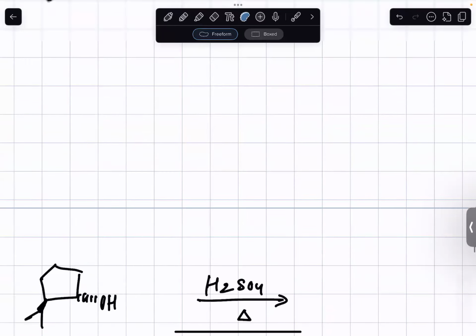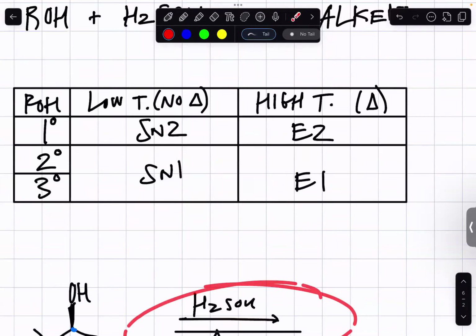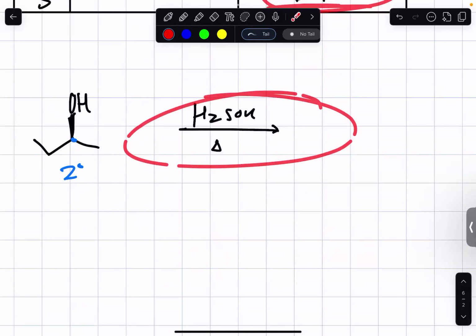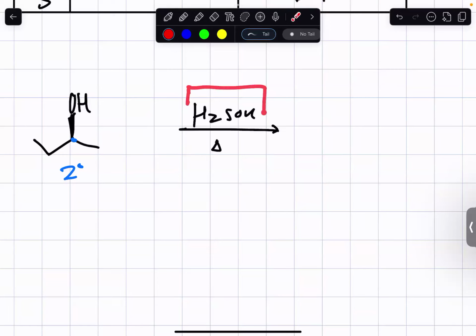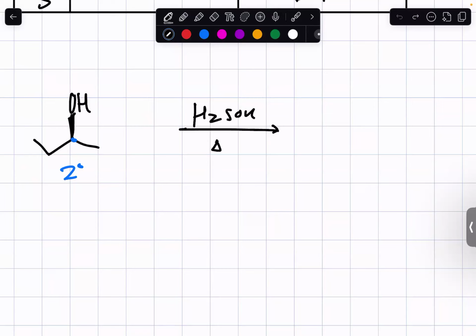Okay. So if we look at this alcohol over here, this is going to be a secondary alcohol because the carbon attached to the alcohol is attached to two other carbons. And we see that we have acid and heat. So this is going to be an E1 type reaction. Because we have a strong acid here, sulfuric acid, H2SO4, we're going to look for the most basic atom in this molecule, which is the oxygen of the alcohol. So the oxygen of the alcohol is going to get protonated by the strong acid to get converted into a good leaving group, oxonium ion.